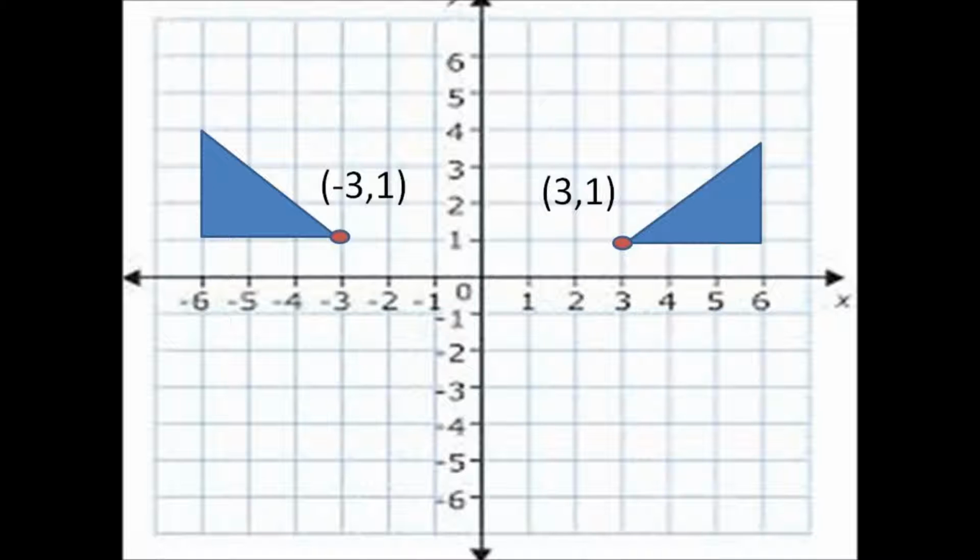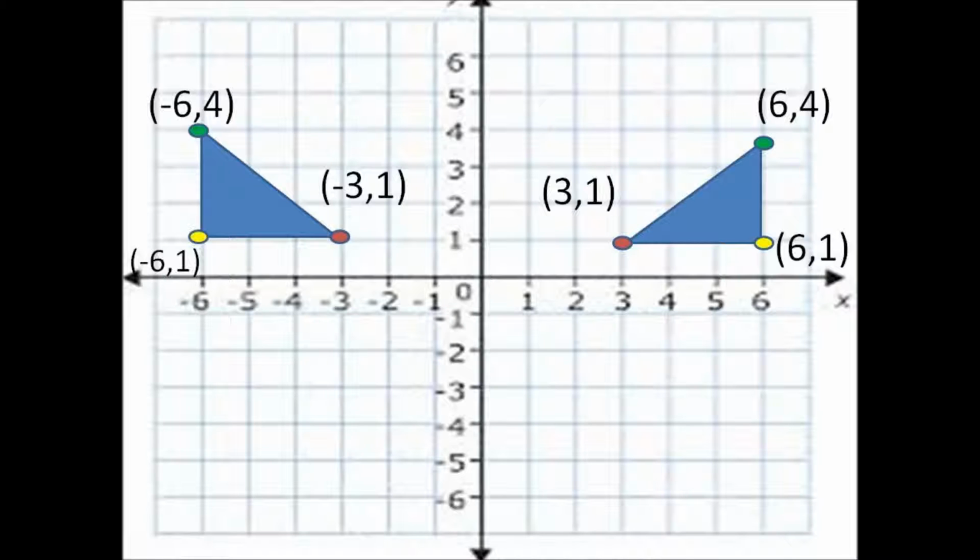Since the coordinate is 3 units away from the y-axis, then its reflected image also needs to be 3 units away. Therefore, the coordinate will be 3, 1. Now do the same for the other points of the triangle.